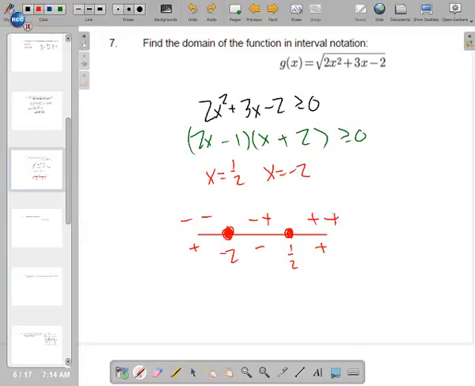I'm looking for where I'm taking the square root of a positive, so on my number line, I want this, and I want that, and now I just need to describe that in interval notation, so negative infinity to negative 2, and this is a bracket this time, union 1/2 to infinity. And it's a bracket because I can take the square root of 0. If I plug negative 2 into this, I'm going to get 0, and you can take the square root of 0, so it's a closed circle bracket.